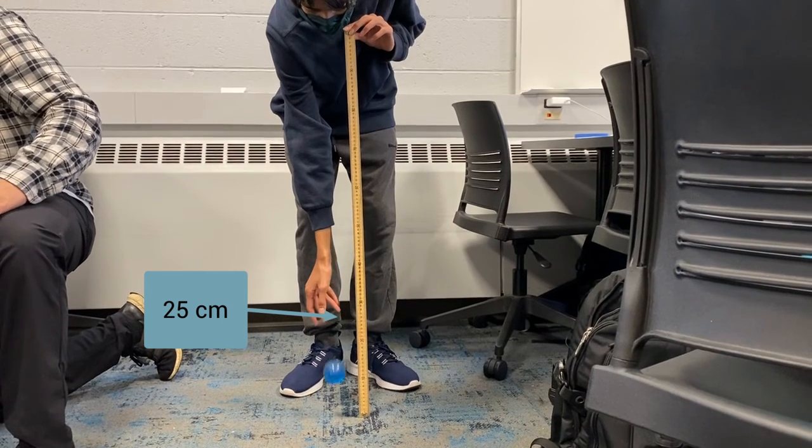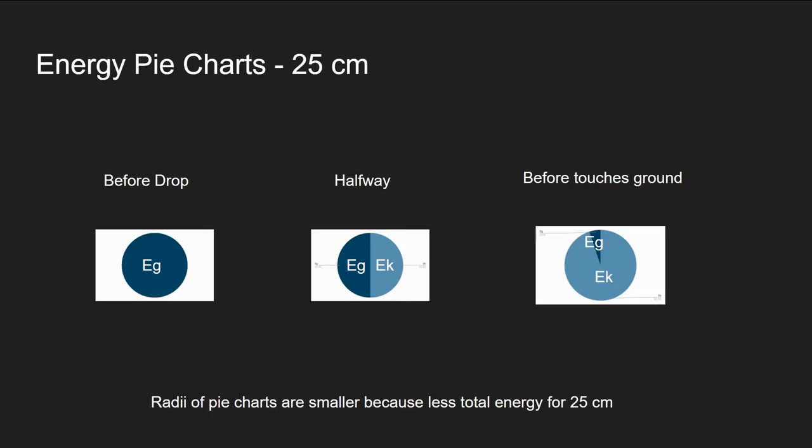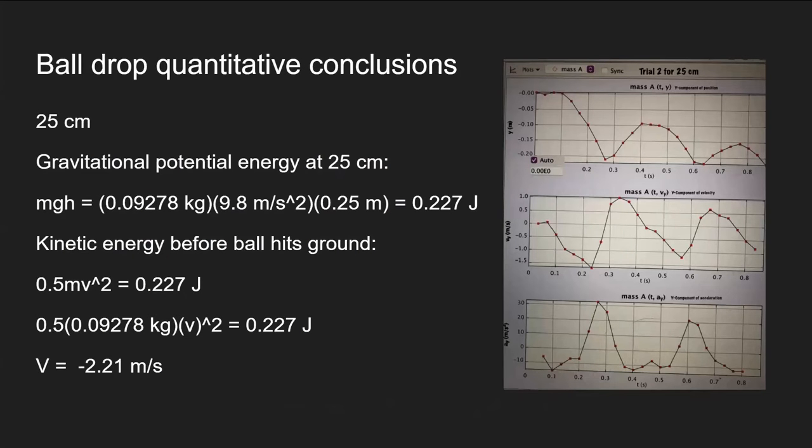The last height we dropped the ball from was 25 centimeters. Again, the energy pie charts are the same, besides the fact that the radii are even smaller than the 50 centimeter drop due to there being less total energy in the 25 centimeter drop. The gravitational potential energy for 25 was 0.227 joules, and the kinetic energy before the ball hits the ground was 0.22 joules as well. Once again, showing how energy is conserved in the system. The velocity was negative 0.21 meters per second. The velocity calculated and the velocity found on the graph do not match, so there must have been some error in the trial to cause these values to be different.